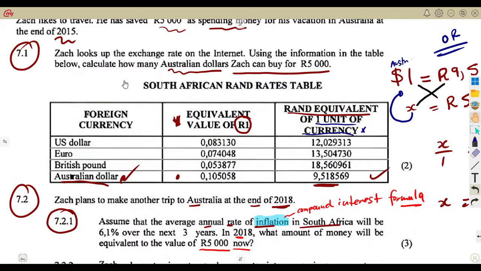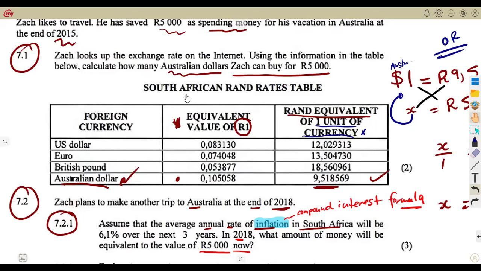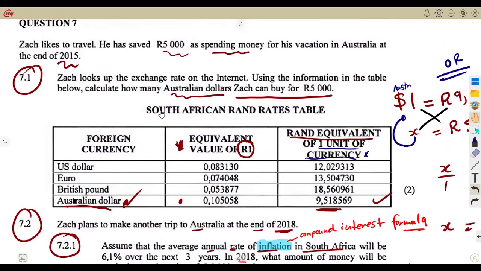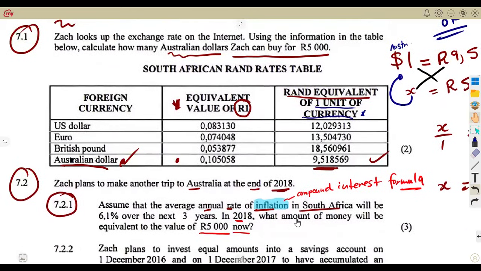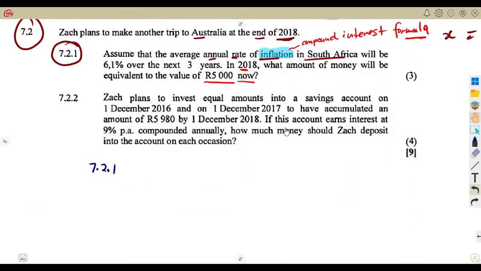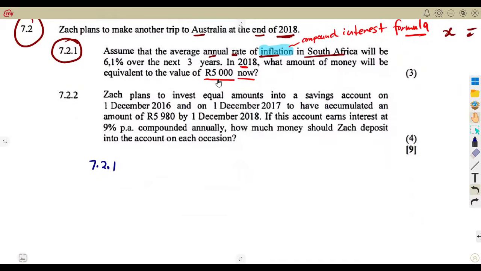Just like here, this guy wants to travel. He wants to have a trip, the same trip from South Africa to Australia. But because of the inflation, we have to know what will be the equivalent of that trip by that time. That is what we are simply saying. What is the equivalent of this amount over the period of 3 years?